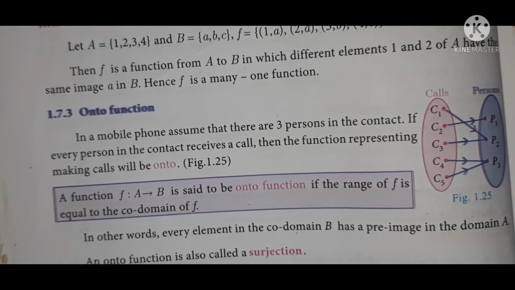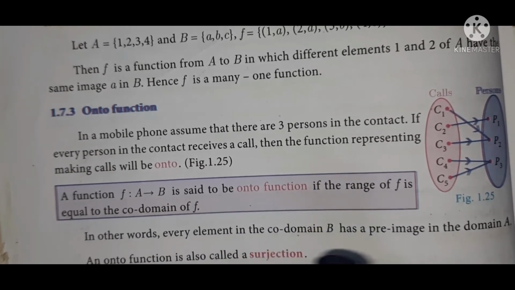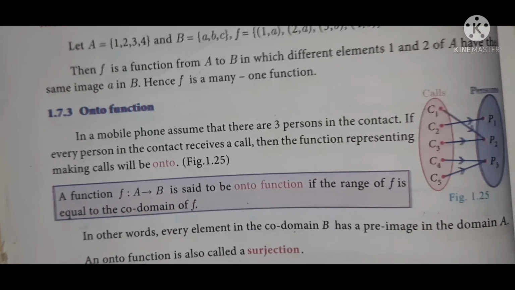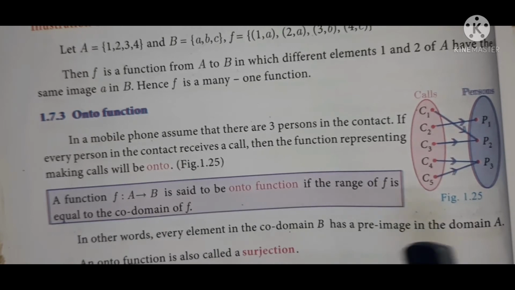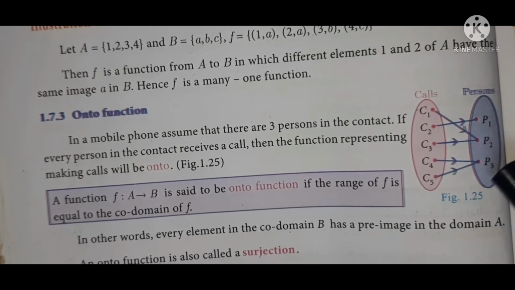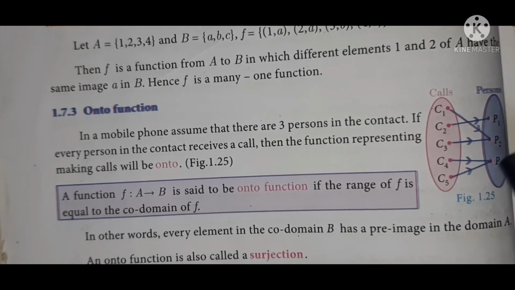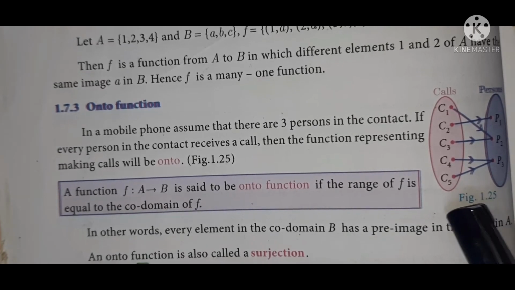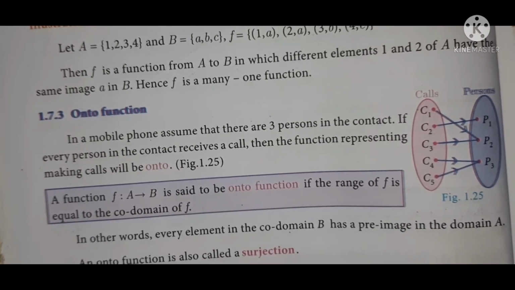Onto function. A function f from A to B is said to be an onto function if the range of f is equal to the codomain of f. See this arrow diagram. c1, c2, c3, c4, c5 are the elements in the first set. p1, p2, p3 are the elements in the second set. Every element in the second set has a pre-image in set 1. So it is called an onto function. The codomain and range are equal. That is called an onto function.